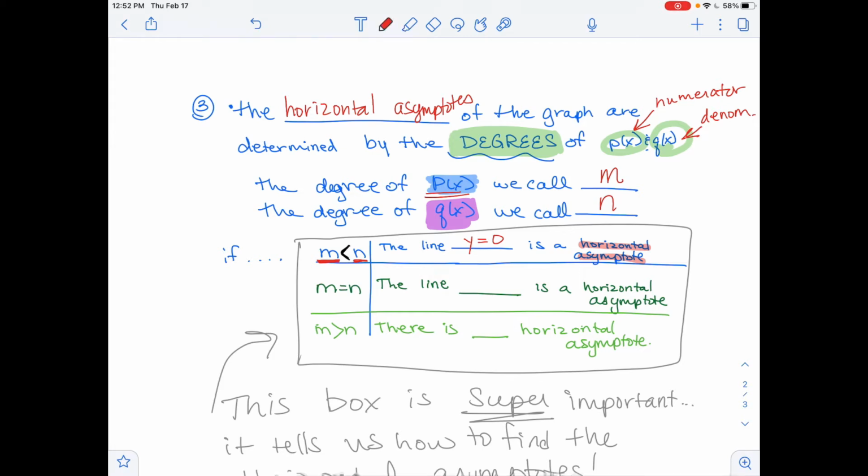If they're the same degree, meaning the degree of the numerator equals the degree of the denominator, the line y equals a over b, where a is the leading coefficient of the numerator, and b is the leading coefficient of the denominator. And we'll talk about that in just a second. And then lastly, if the degree of the numerator is bigger than the degree of the denominator, there is no horizontal asymptote.